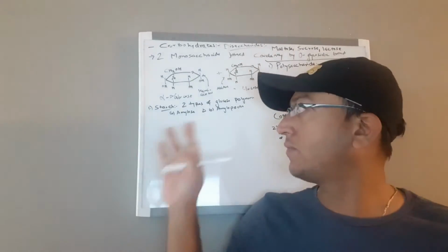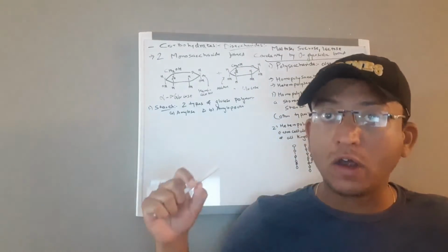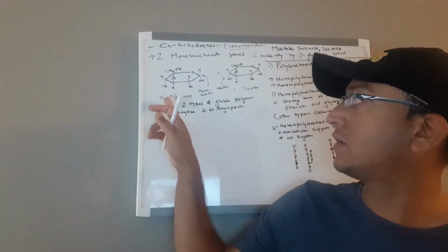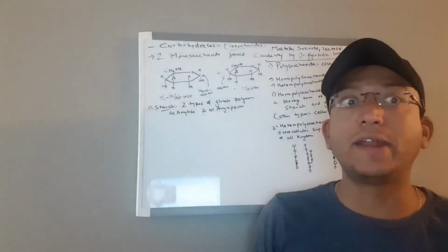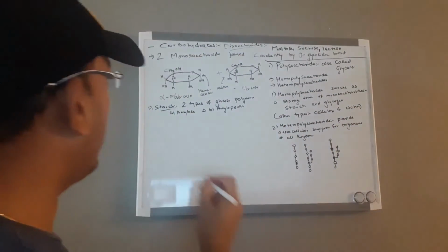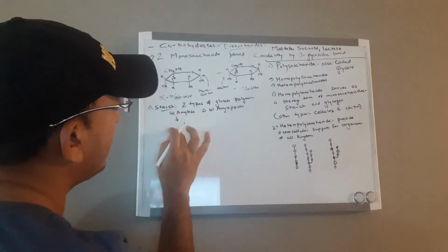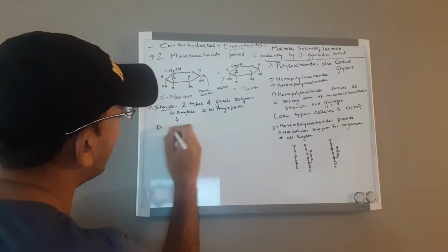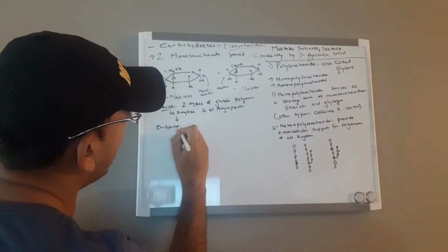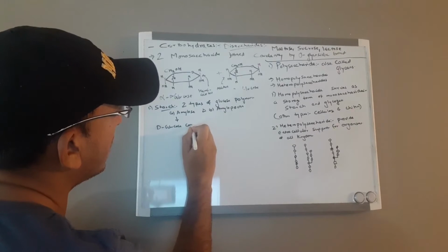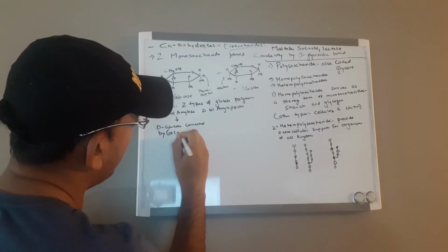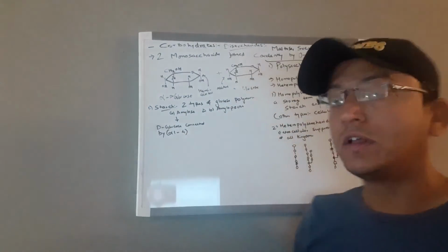The amylose, the first one, consists of a long unbranched chain of D-glucose residues connected by alpha 1 to 4 linkages. Remember the alpha 1 to 4 linkage? This is how it's connected.